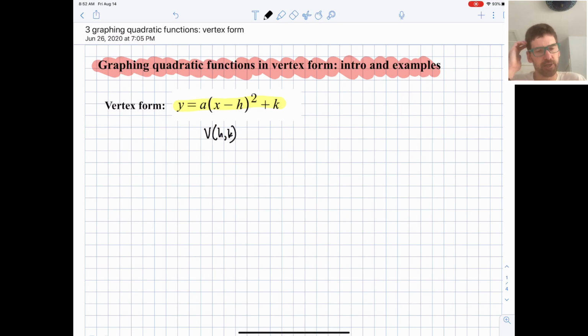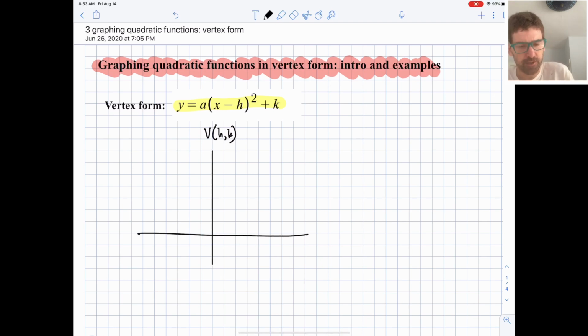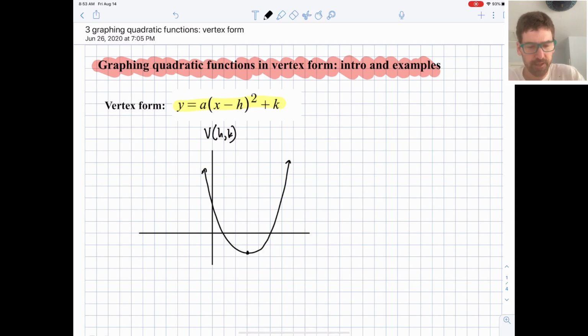And that's just my notation. I write the big V meaning vertex, and then h comma k implying that those are the coordinates of the vertex. So let's graph a quick arbitrary parabola, just so you can see this visually. And this point right here is my vertex with the coordinates h comma k. Okay. This is still our c value, but it doesn't show up in our vertex form equation. Okay.